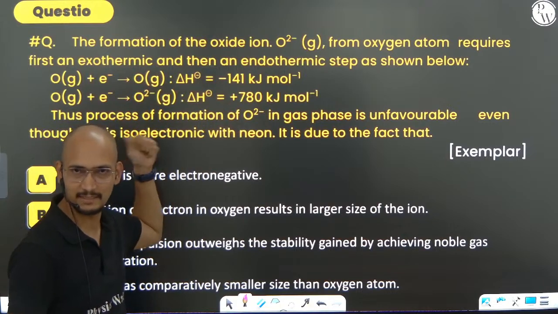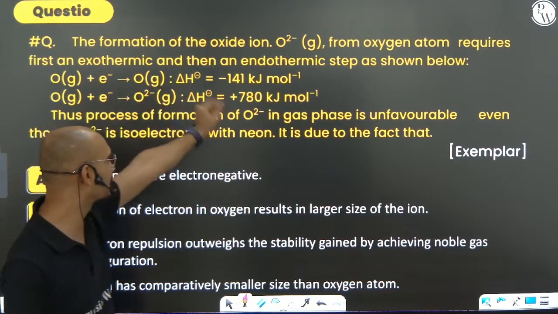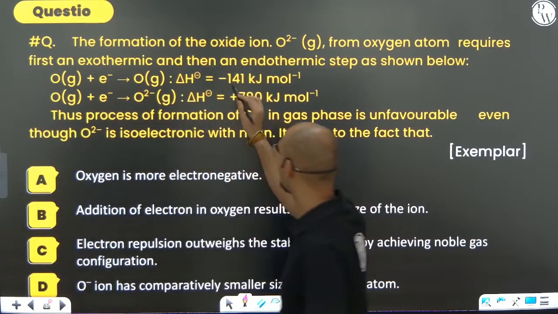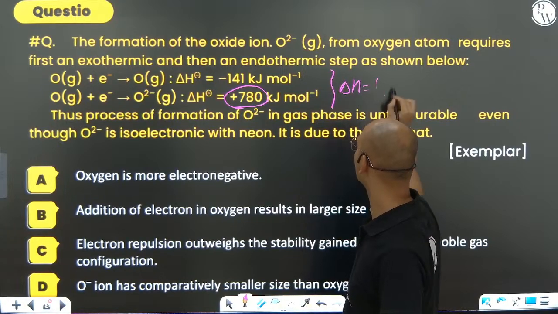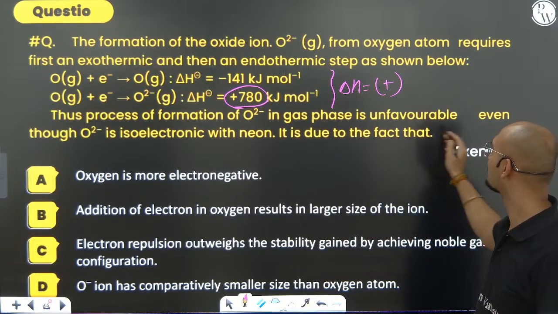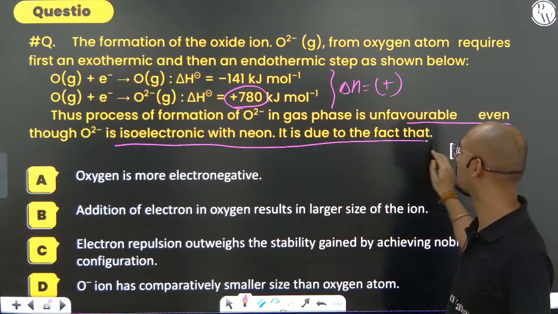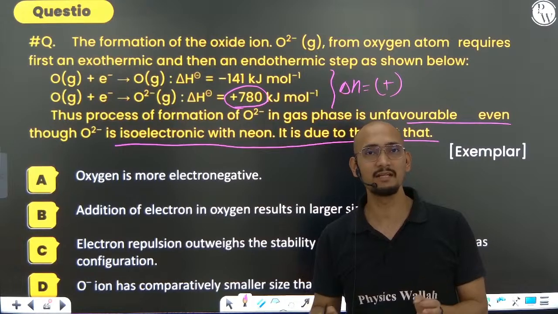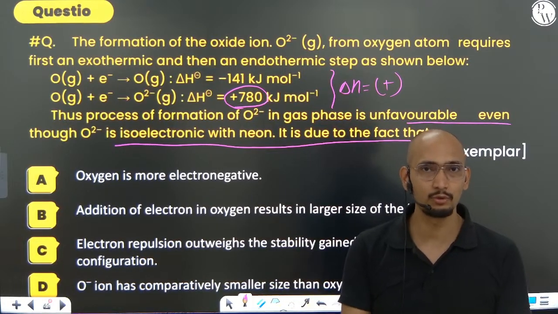Now, the formation of the oxide O2- from the oxygen atom requires first an exothermic step, because the first electron is taken easily, then an endothermic step as shown below. The overall process will be negative 141 plus a positive value that is very high, so the overall delta H is positive. Thus the formation of O2- is unfavorable. Even though O2- is isoelectronic with neon, whose electronic configuration is very stable, it is still unfavorable, and you have to give energy from outside for it to happen.